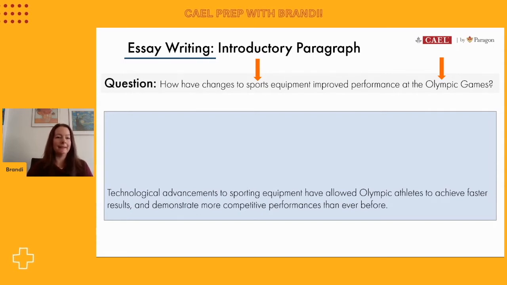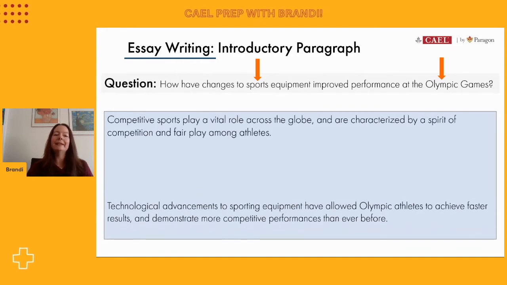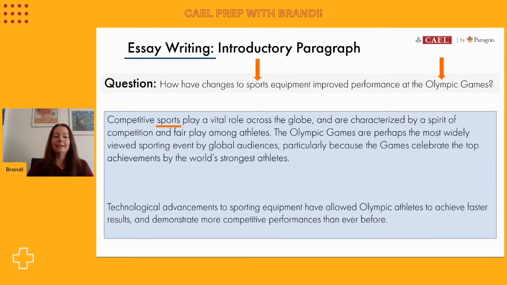So let's say something like this. Competitive sports play a vital role across the globe and are characterized by a spirit of competition and fair play among athletes. So that one sentence, again, is introducing the reader to this idea of sports. I now want to say something about the Olympics. So I'll add a second sentence to do that. So we can say the Olympic Games are perhaps the most widely viewed sporting event by global audiences, particularly because the Games celebrate the top achievements by the world's strongest athletes.